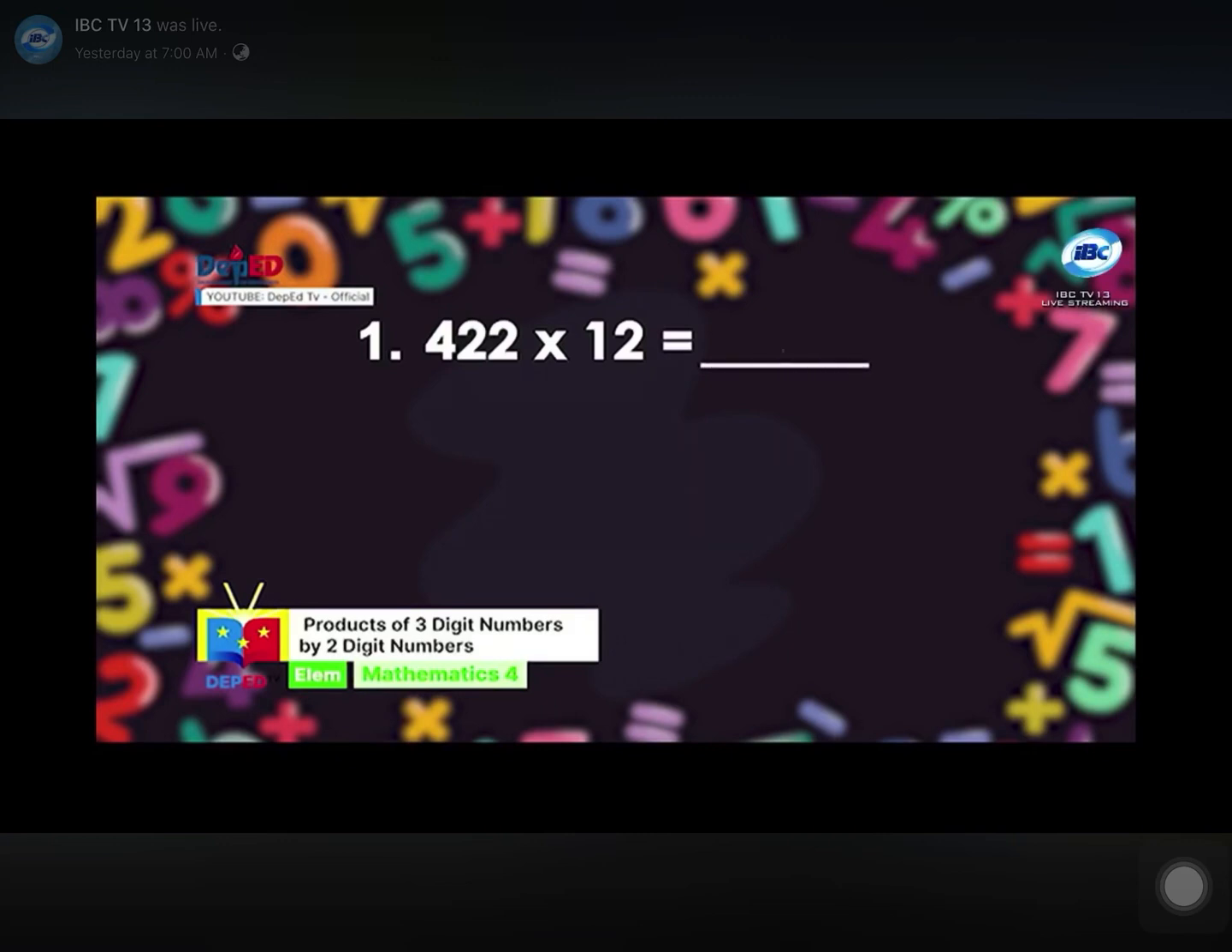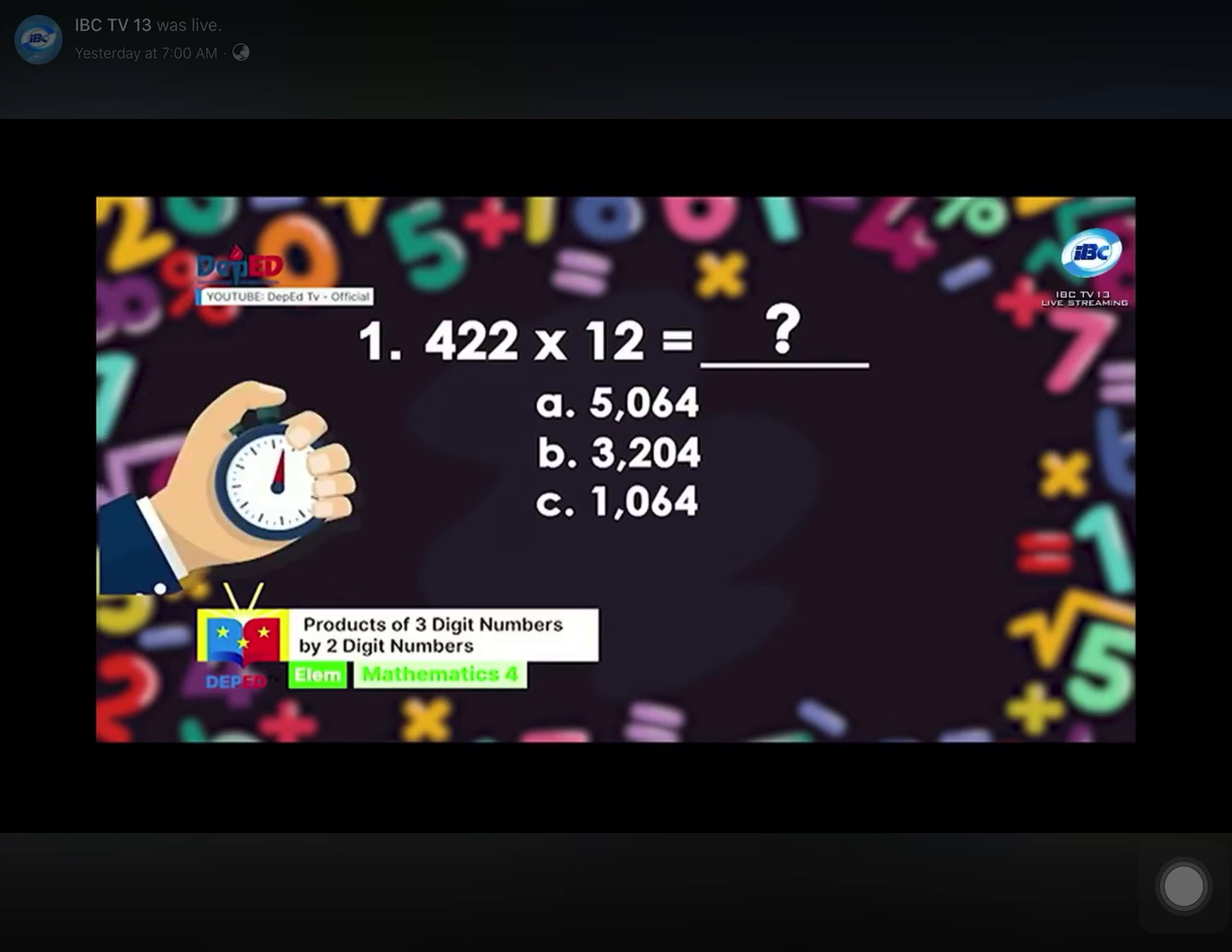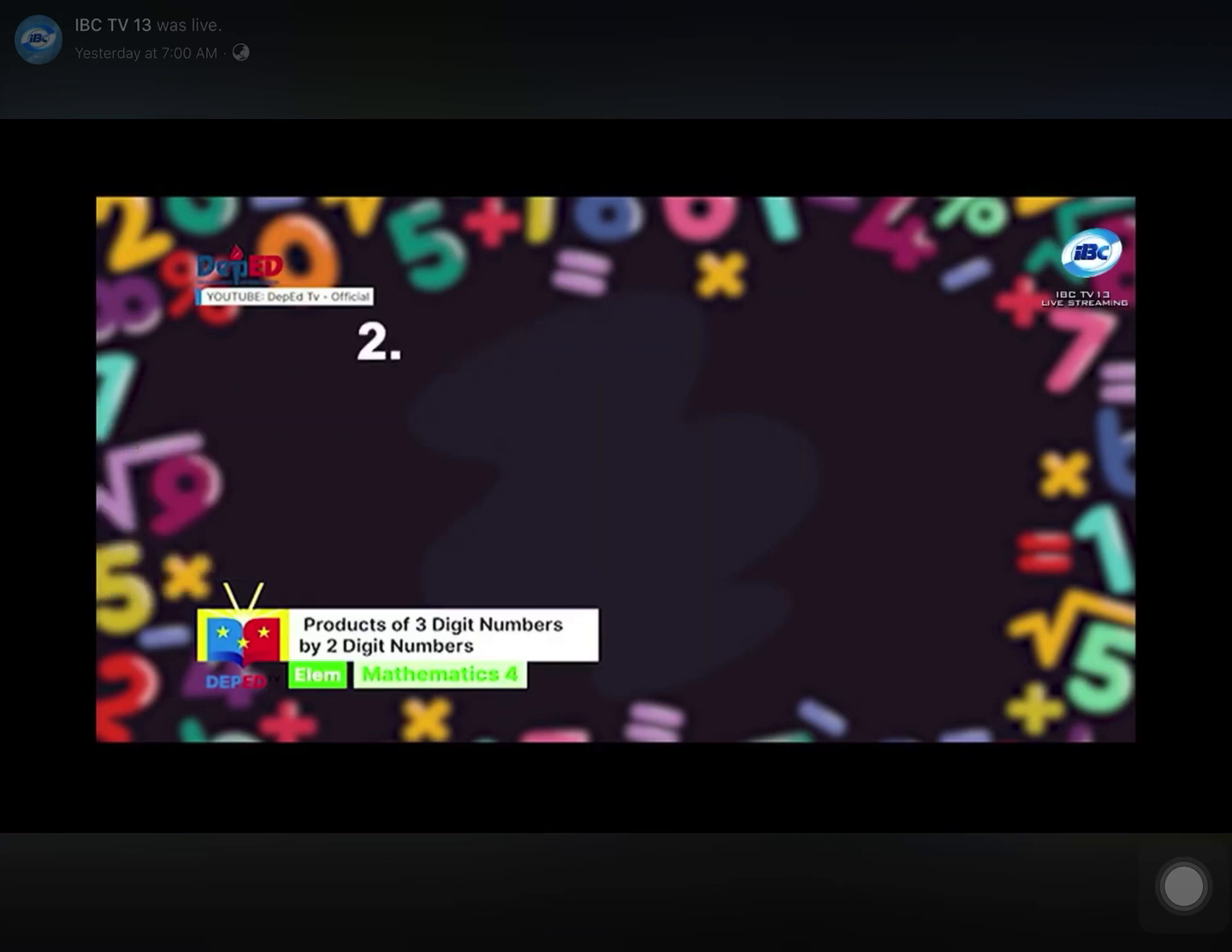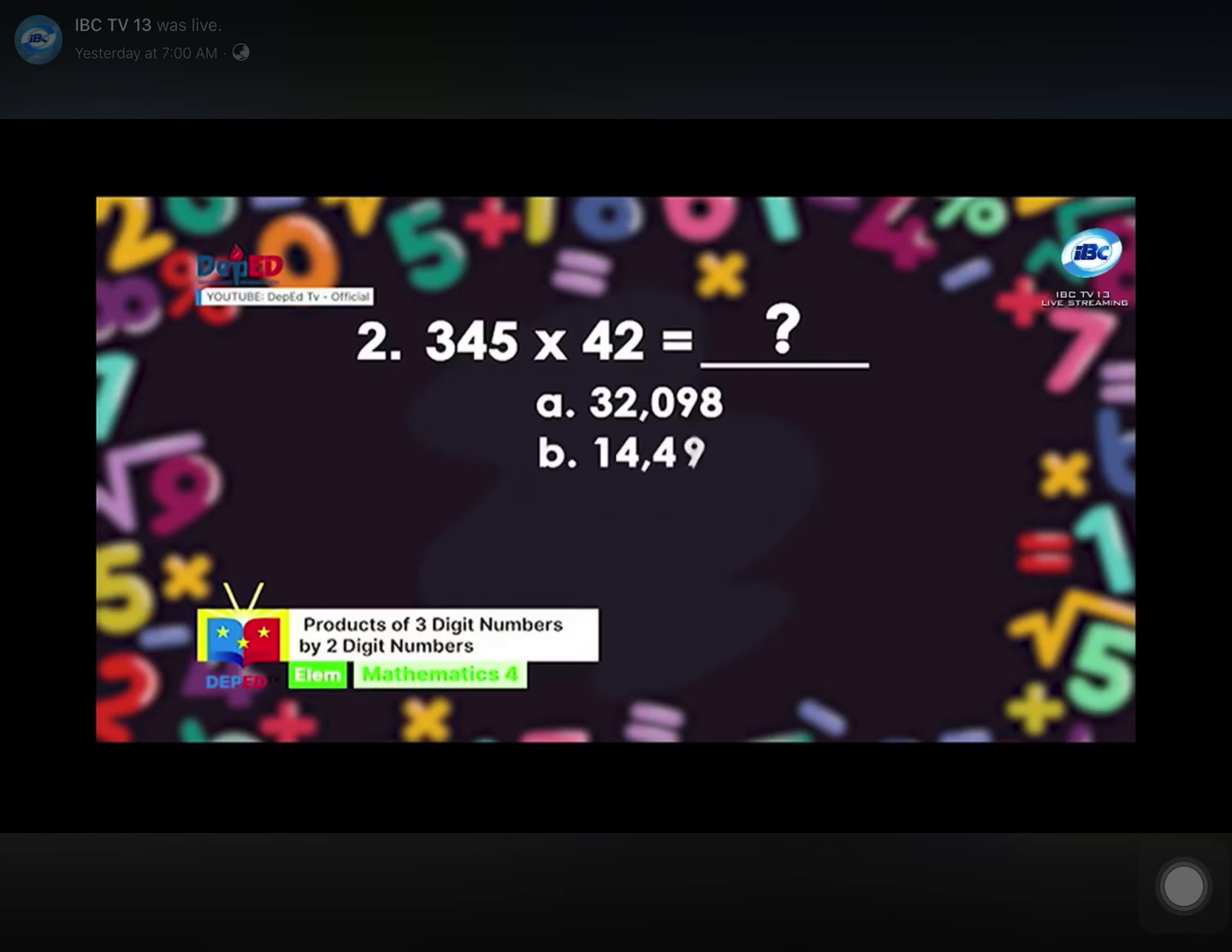422 times 12 is equal to A. 5,064, B. 3,204, C. 1,064. Number 2. 345 times 42 is equal to A. 32,098, B. 14,490, C. 1,456.